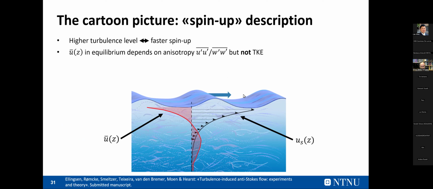And some upshots. The higher the turbulence, the faster the spin-up. But in fact, the final current doesn't depend on what the turbulent level is, but on the level of anisotropy between horizontal and vertical Reynolds normal stresses.